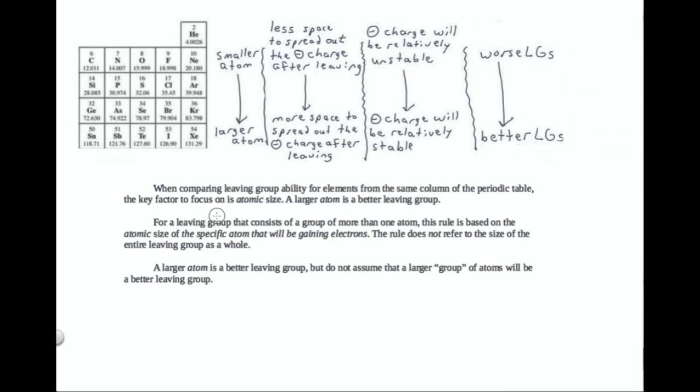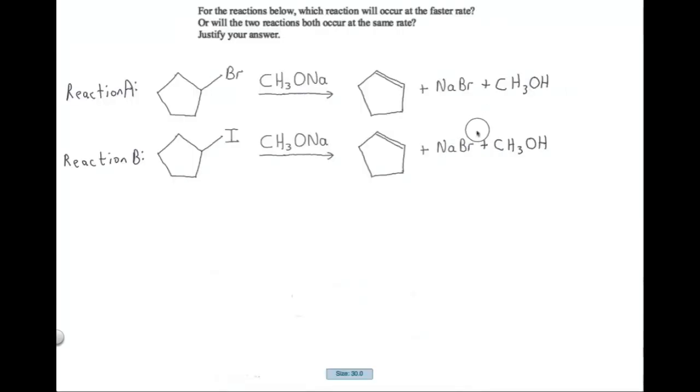Now, some leaving groups consist of an actual group of more than one atom. But this rule is based on the atomic size of the specific atom in the group that will be gaining electrons. The rule does not refer to the size of the entire leaving group as a whole. A larger atom is a better leaving group, but you should not assume that a larger group of atoms will be a better leaving group. I will discuss this distinction between atomic size and the size of the entire leaving group a little bit later in this video. Please pause the video and try this problem.